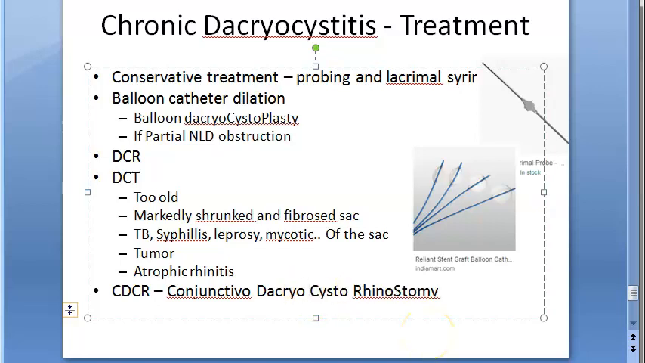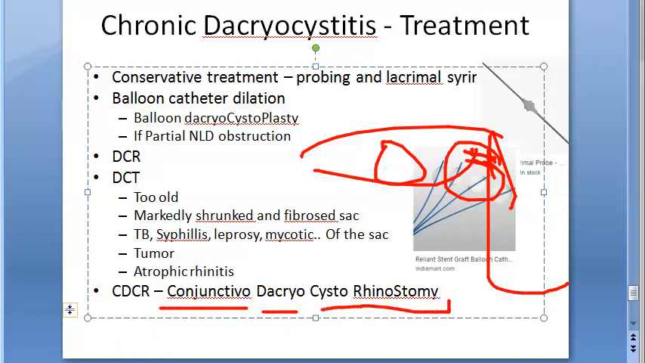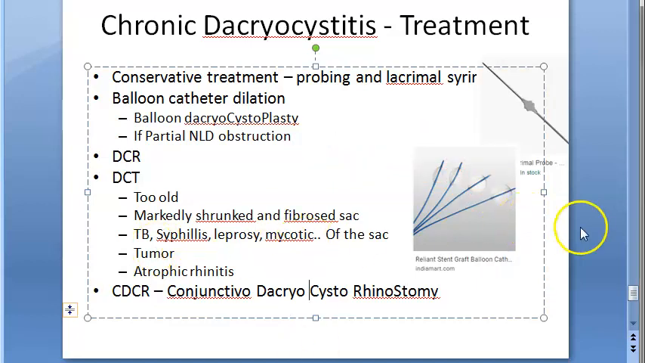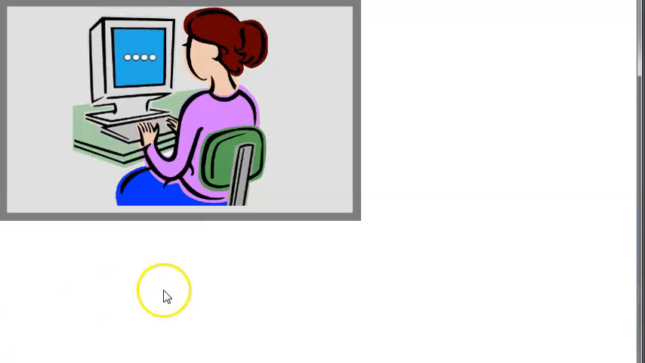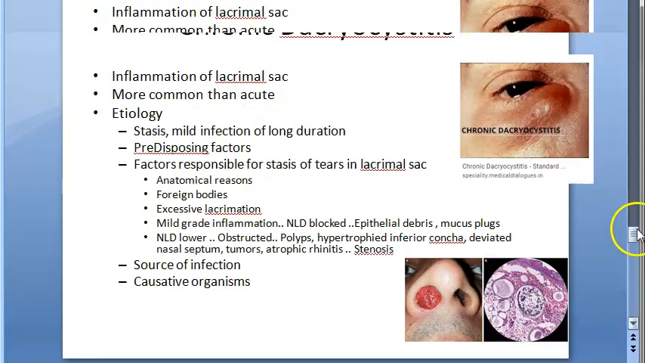This is performed in the presence of blocked canaliculi. Where are the canaliculi? If this is the eye, this is the nose, and here you have the lacrimal sac. Here you have the canaliculi which connect the puncta to the lacrimal sac. If the canaliculi are blocked, then they will do conjunctivodacryocystorhinostomy, CDCR. So, we have covered the treatment of chronic dacryocystitis. Let's take a recap.